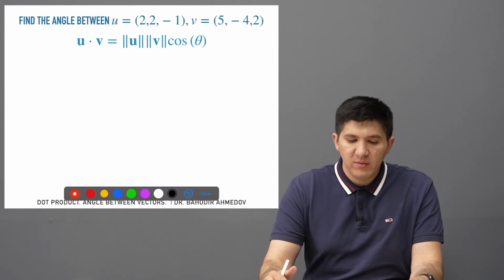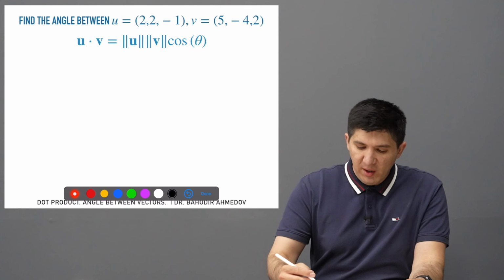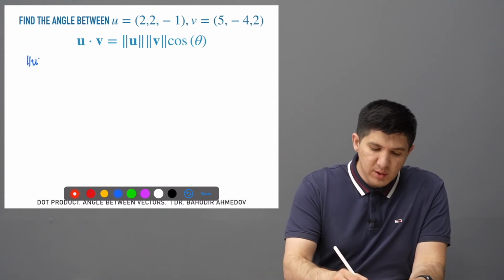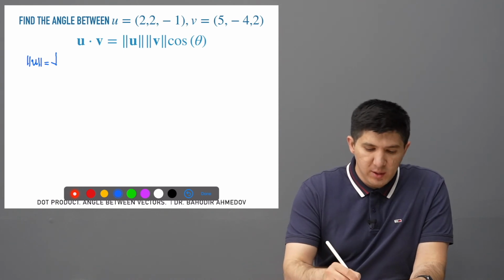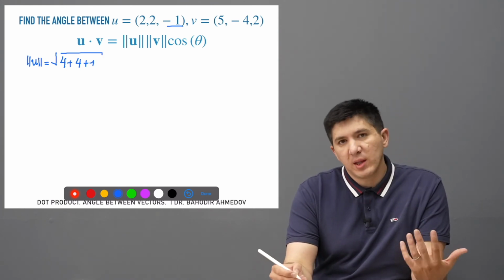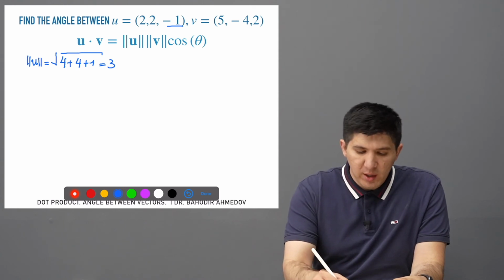So let's say you're given two vectors, u and v, and I would like to find the angle. So let's find the norm of u. First of all, the norm of u is going to be the square root of the sum of the squares of the components. It's going to be 2 squared, which is 4, plus 2 squared, which is 4, plus minus 1 squared, which is 1. And then I have to sum and take the square root, which is going to be equal to 3, right? Square root of 9, which is 3.